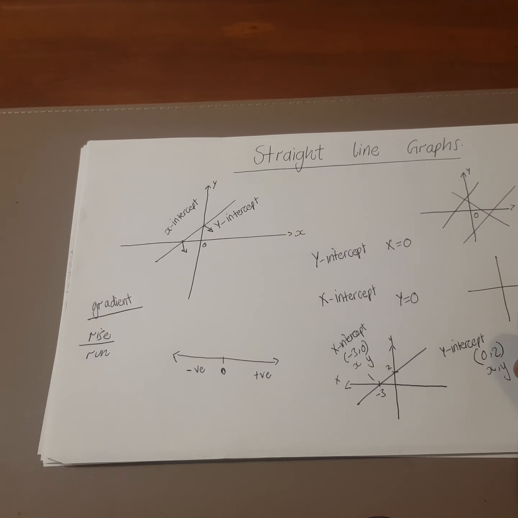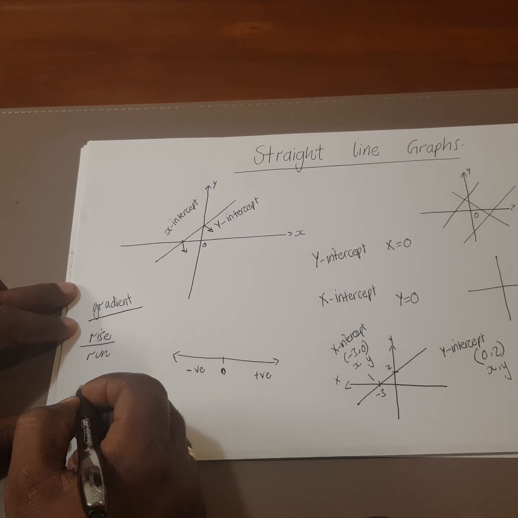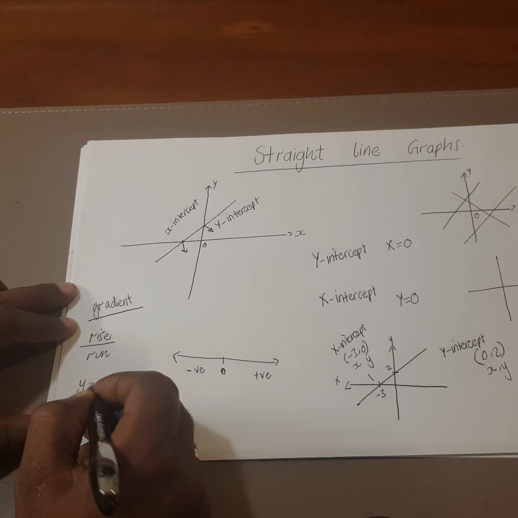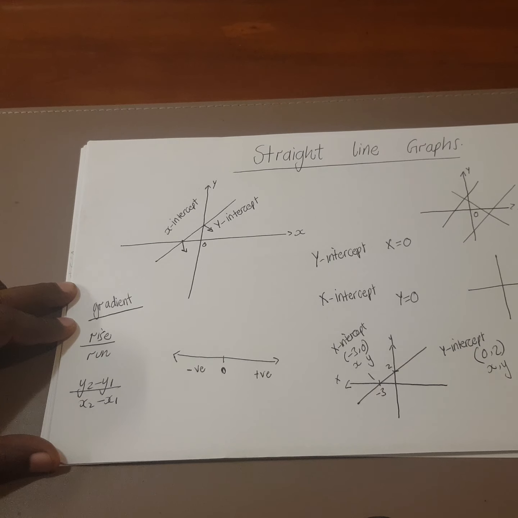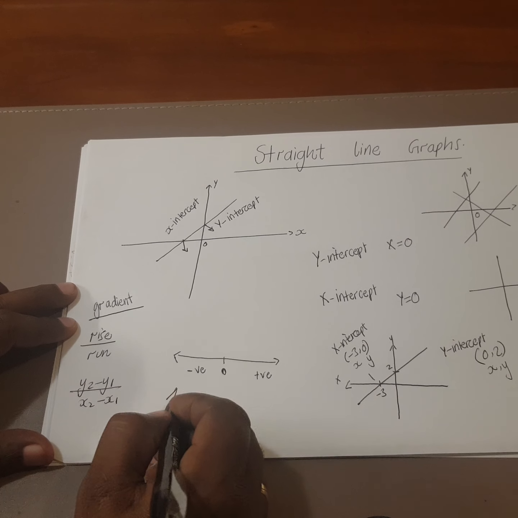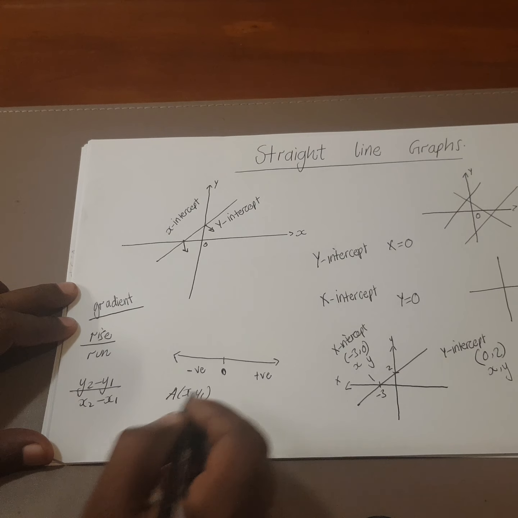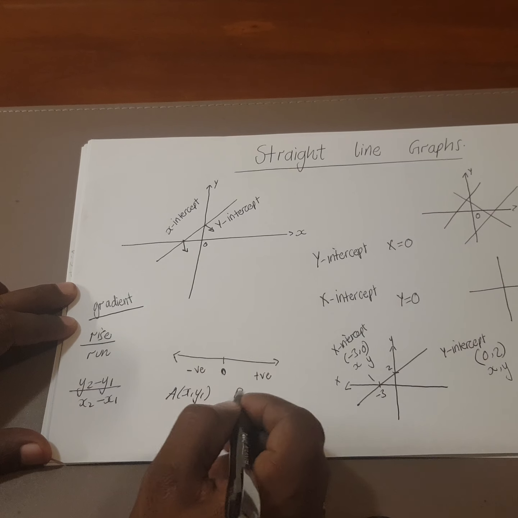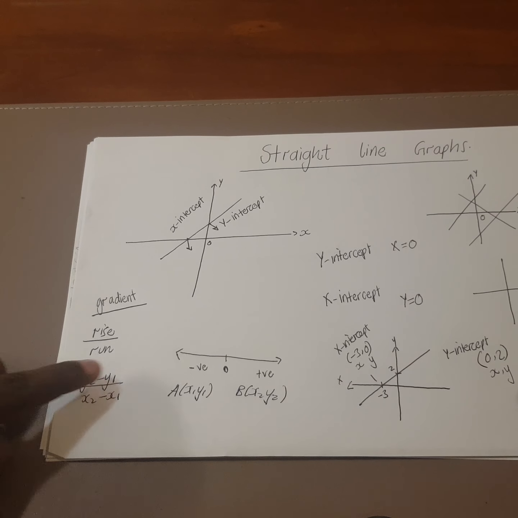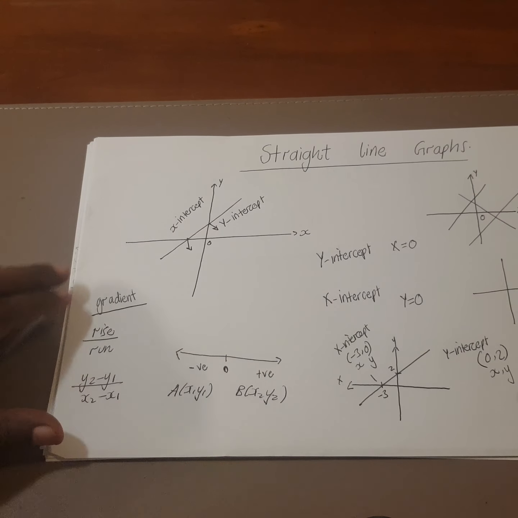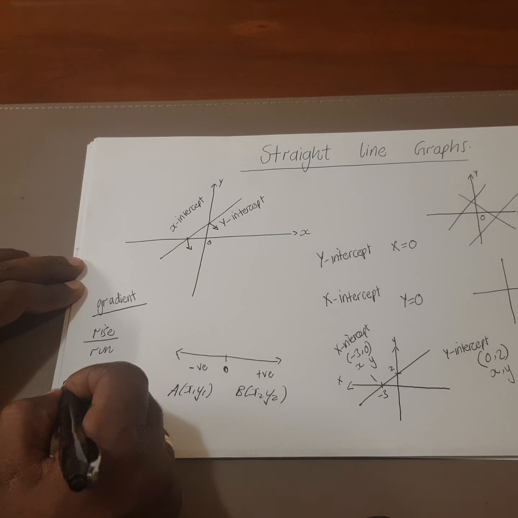However, from year 9 onwards, we use what's known as the formula of your gradient, which is y2 minus y1 over x2 minus x1. Suppose we have 2 points, for instance A (x1, y1) and B (x2, y2). My gradient is going to be y2 minus y1 over x2 minus x1. The symbol that we use for the gradient is m.